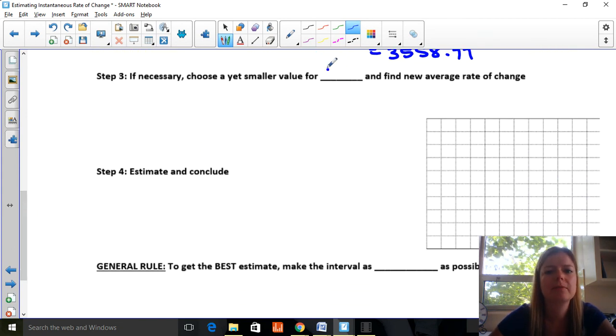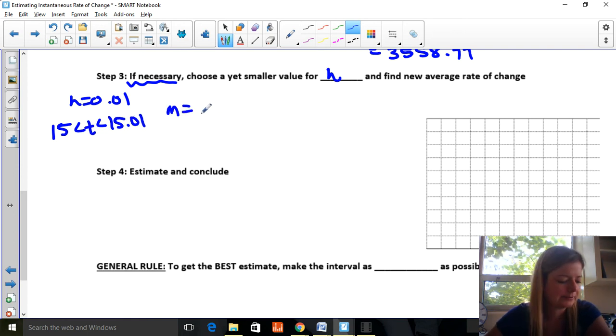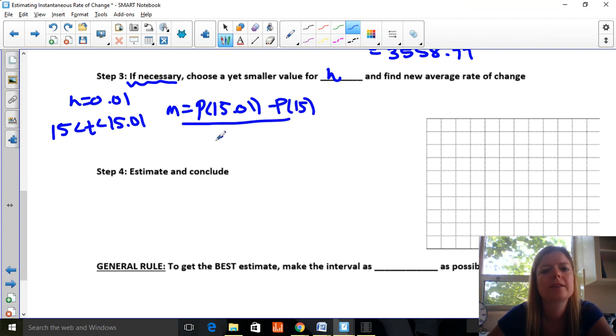Okay? So let's get even smaller, because we don't really know what's being approached yet. So I'm going to talk about this if necessary in a second. So now we do an even smaller value of h, 0.01. So we're looking between 15 and 15.01. So our slope is p at 15.01 minus p at 15 divided by 0.01. And you put this in the function, and you get 3551.